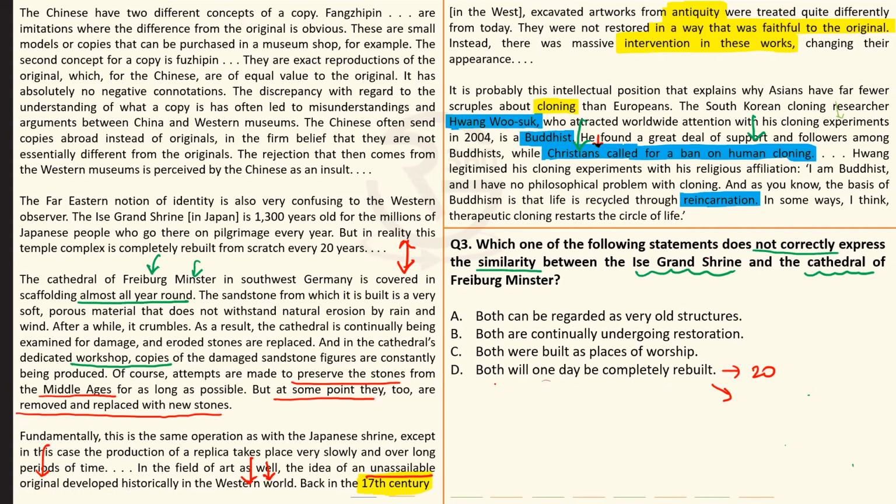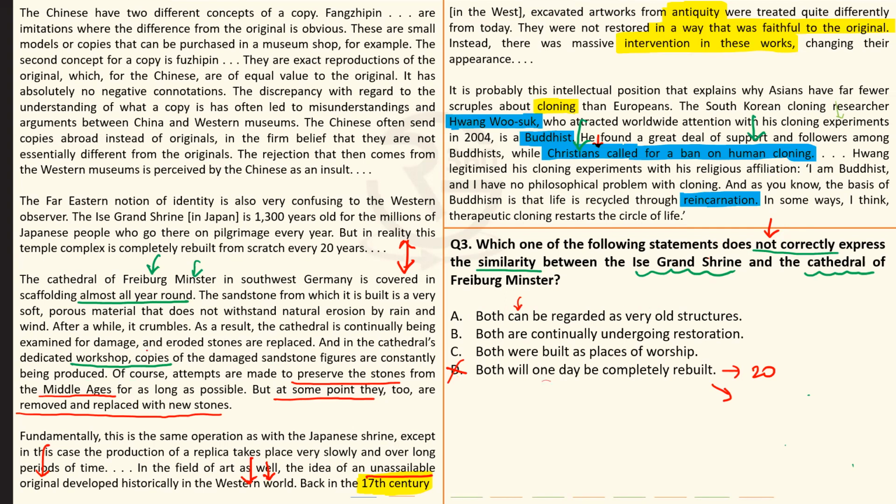So yes, this is true with respect to both the places mentioned, so it is not the answer, क्योंकि हम तो non similarity ढूंढते हैं. Okay. Option A, both can be regarded as very old structures. Yes, definitely. Japanese लोग तो 1300-year-old बोलते ही हैं.